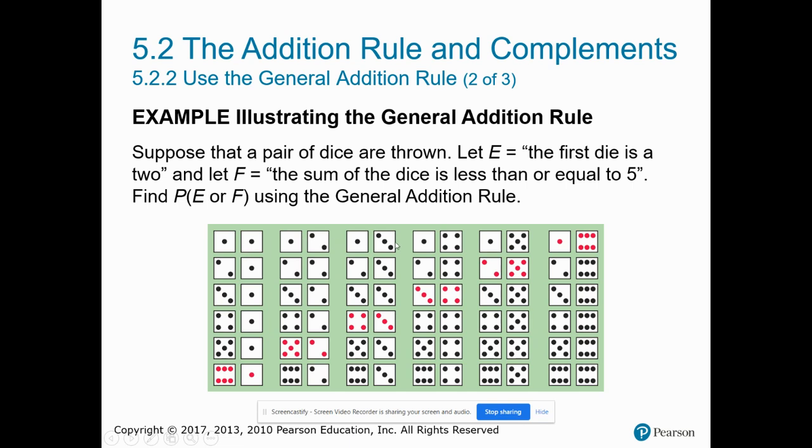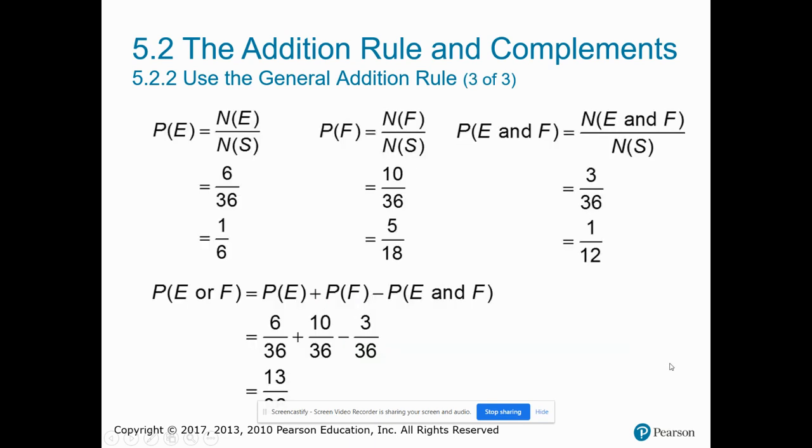So 1, 2, 3, 4, 5, 6, 7, 8, 9, 10. But then we have to subtract out these 3 because we've overcounted them. So on the next slide here, we've got our 6 out of 36 plus our 10 out of 36, but these 3 have been included in both the 6 and the 10. So we have to subtract those out.